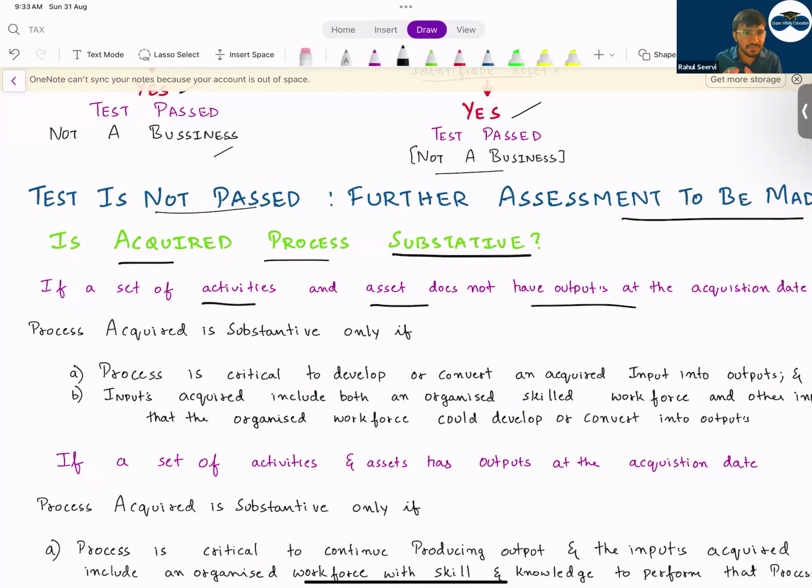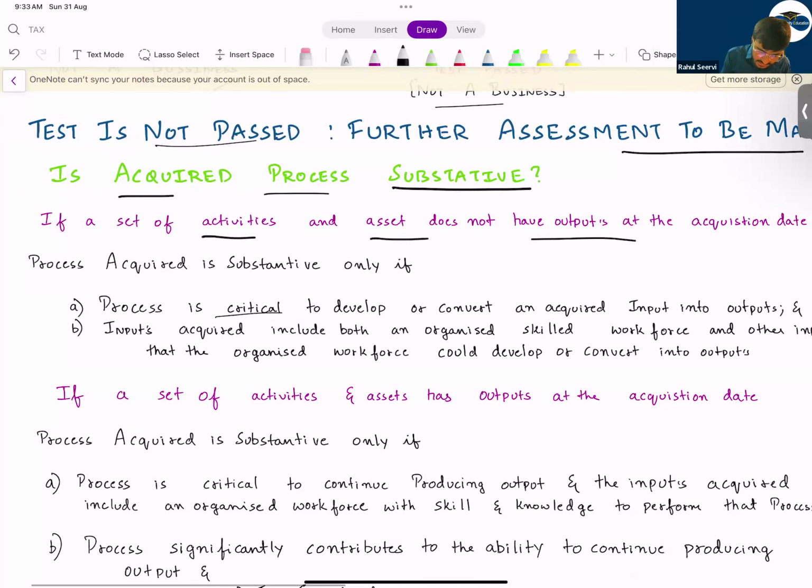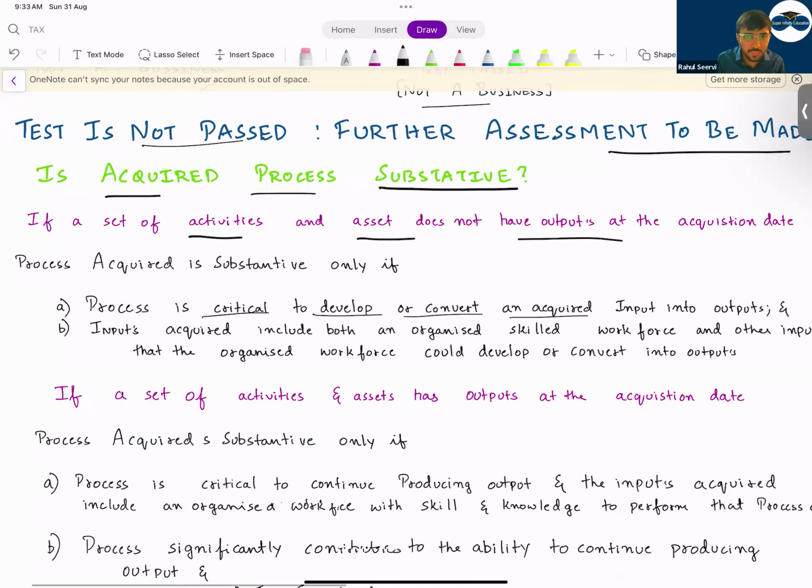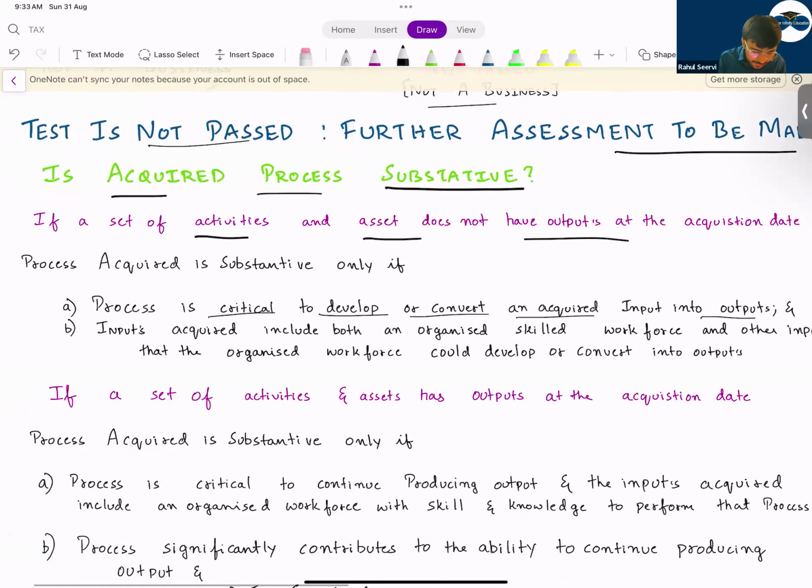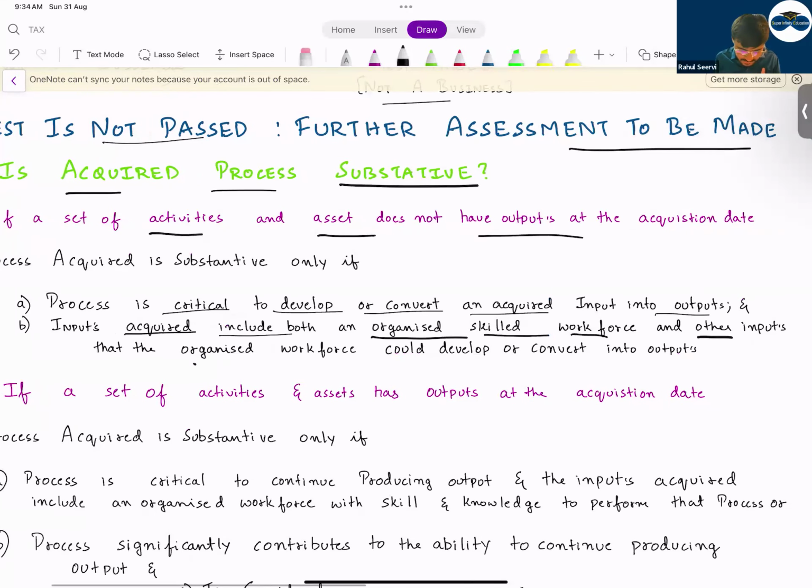So when we say the process is substantive, when the input and the process are very strong, then we say output will be there. So the process is critical to develop or convert an acquired input into output. And the input acquired includes both. Input should include an organized skilled workforce and other inputs that the organized workforce could develop or convert into output. Simple thing. An organized skilled workforce should be there. If output is not there, you should have a very good team. In that case, we know that for sure output will be there.